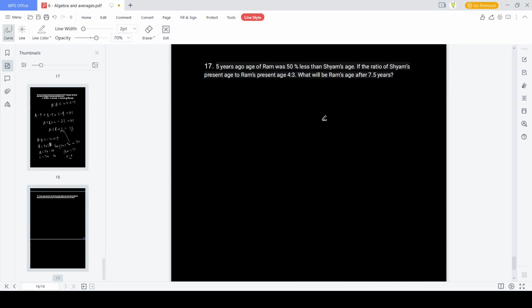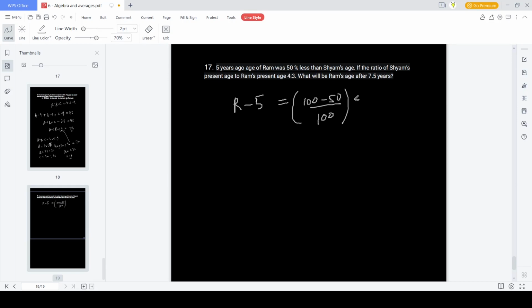Last question. 5 years ago, the age of Ram was 50% less than Sham. So 5 years ago, Ram's age was 50% less than Sham's age, right? So Ram minus 5 is equal to nothing but 100 minus 50, because 50% lesser, by 100 into Sham's age 5 years ago. It is Sham minus 5 into 50. So 100 minus 50 is 50. So 50 by 100 is 1 by 2. So Ram minus 5 is equal to 1 by 2 into Sham minus 5.